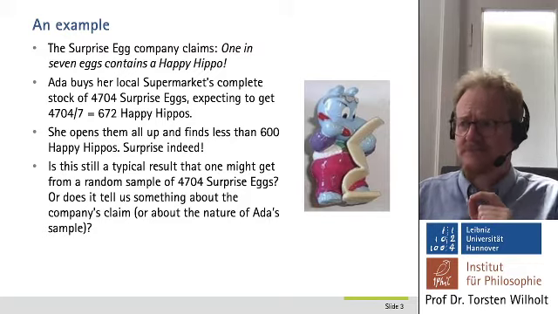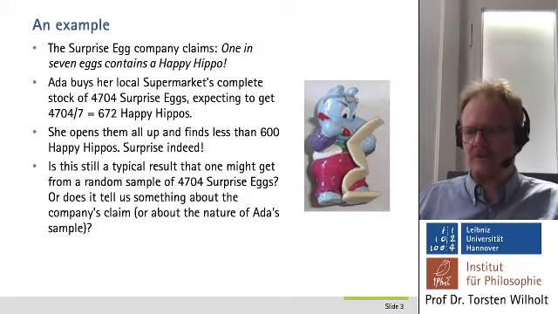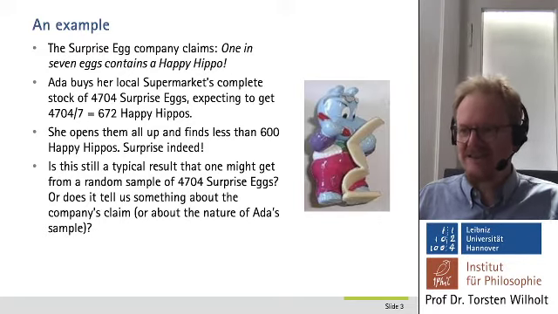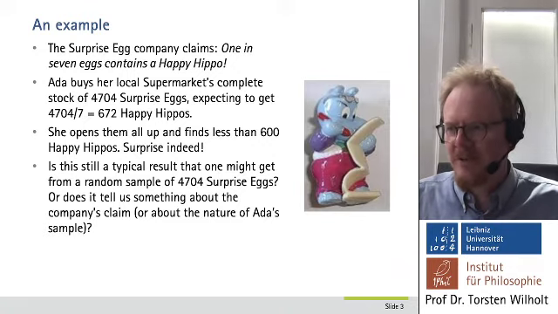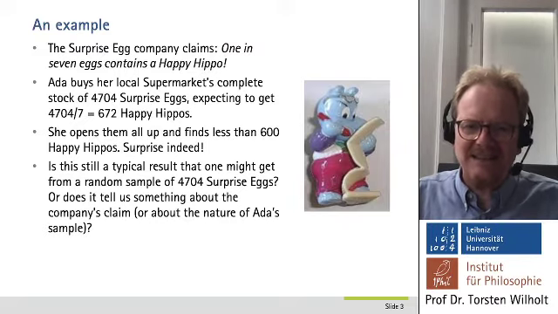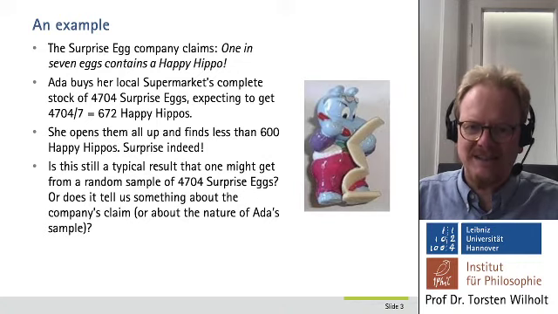But getting exactly 672 happy hippos is not very probable. It's only more probable than getting 670, for example. In fact, the probability of getting exactly 672 happy hippos is only about 1.66%.